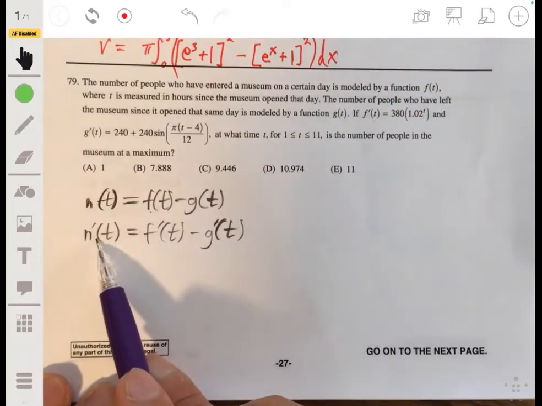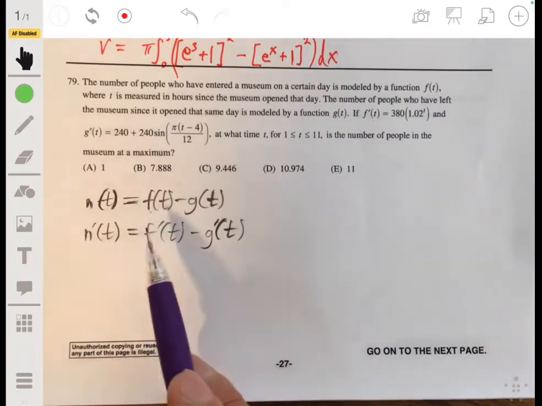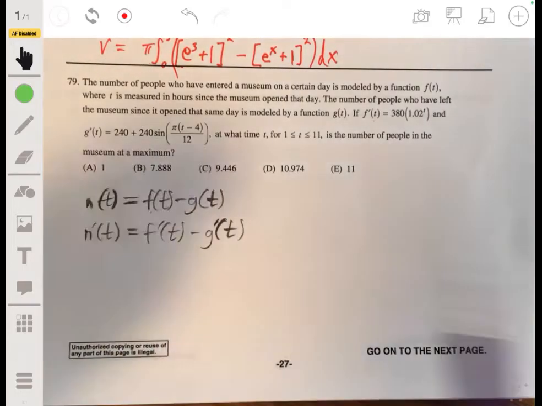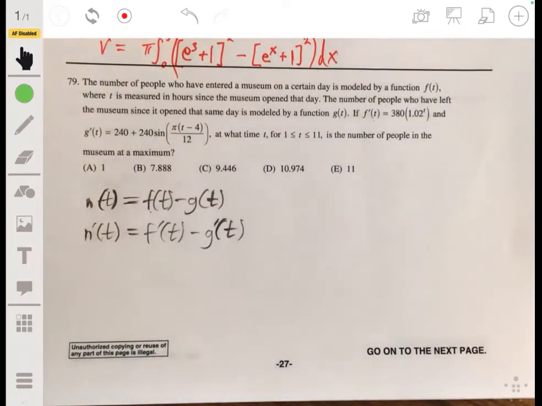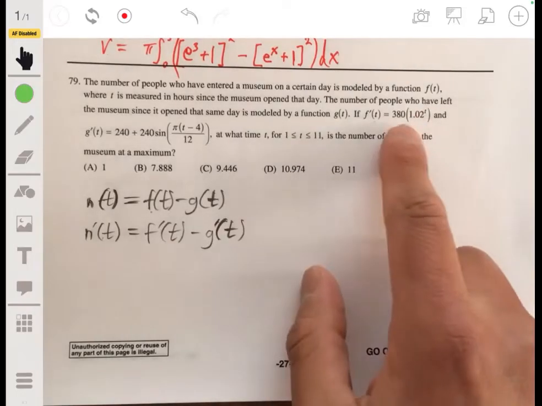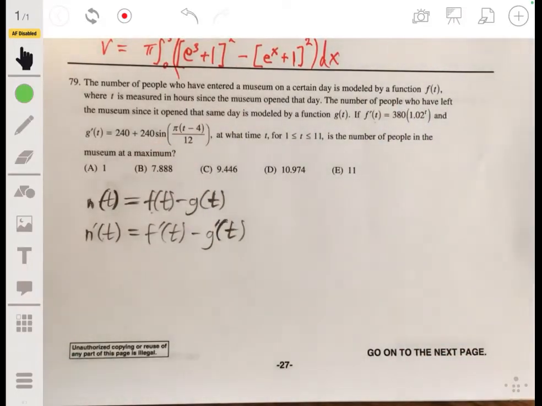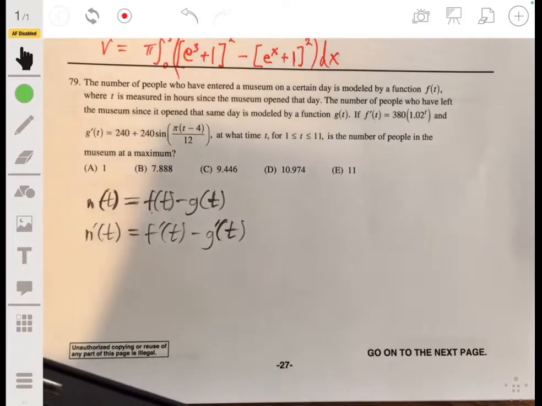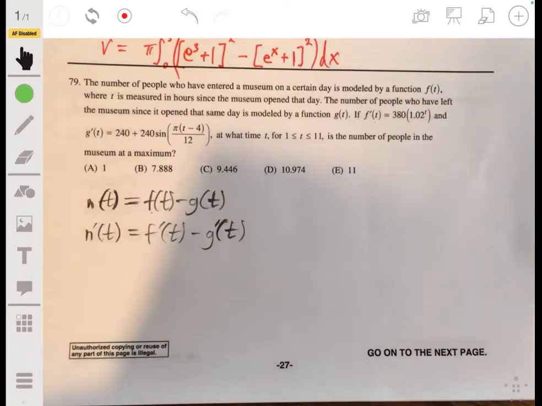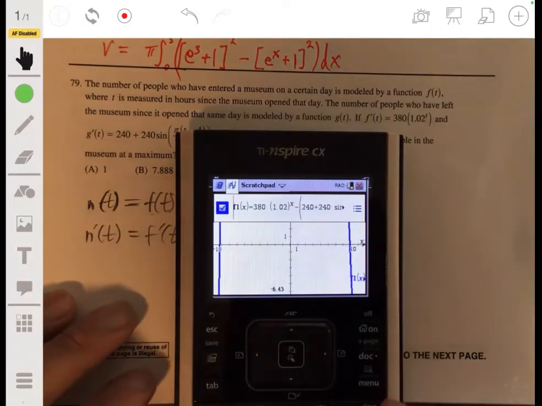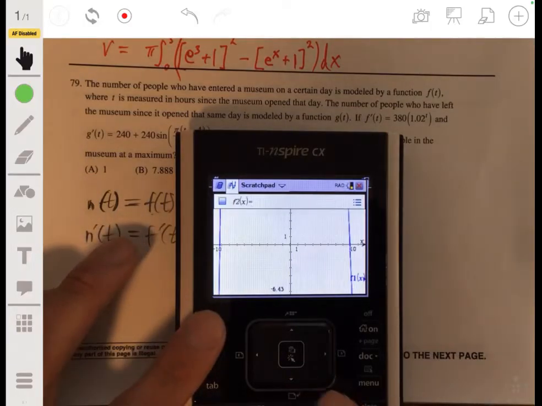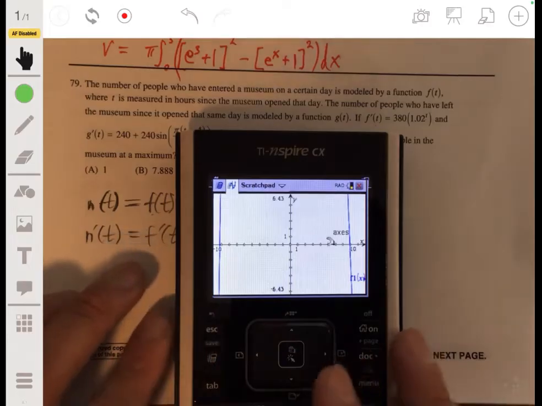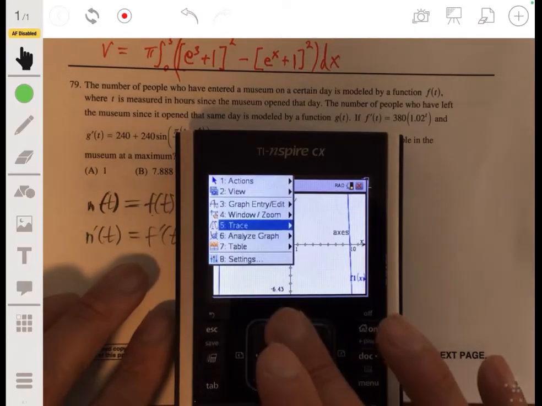So let's just graph this, and let me show you what we can say about the graph. So n prime of t equals f prime of t minus g prime of t. So we're using a graphing calculator, just entering this in your calculator. Okay, so I get something like this. Let me zoom out so we can see a little better.